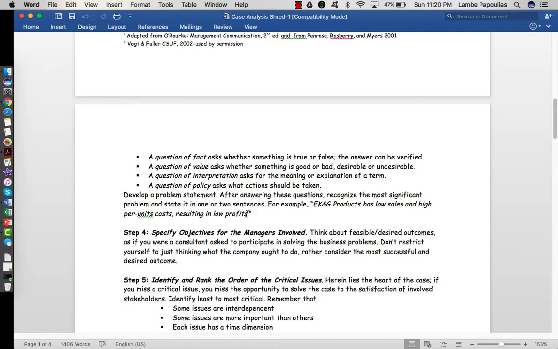Step four, specify objectives for the managers involved. Think about feasible desired outcomes as if you were a consultant asked to participate in solving the business problems. Don't restrict yourself to just thinking what the company ought to do, rather consider the most successful and desired outcome.